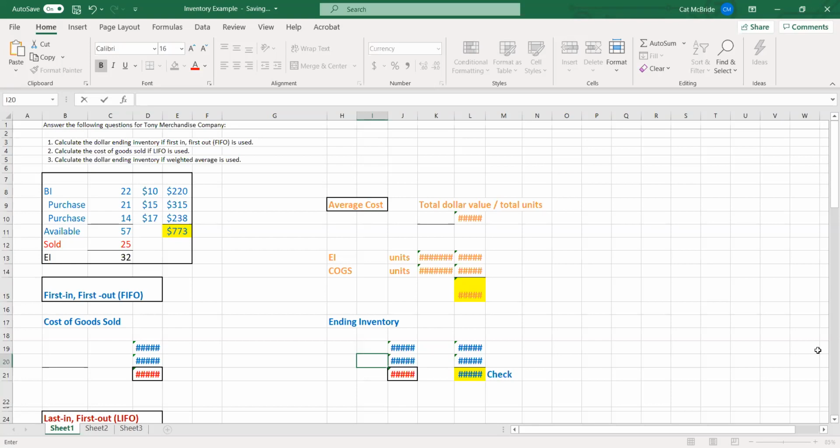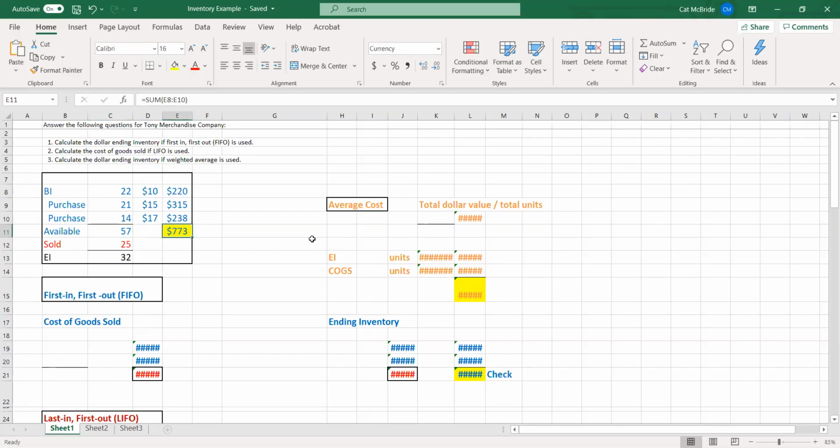So what you need to think about is, first of all, when you're given the data, you want to take anything that has to do with sales out, because what you use sales for is to figure out how many units were sold. So set them off to the side so that you have your beginning inventory, what you purchased, any other purchases. Then you say, okay, if I had my beginning inventory and this is what I purchased, what did I have available to sell? I had 57 units available to sell, and they total $773 in value.